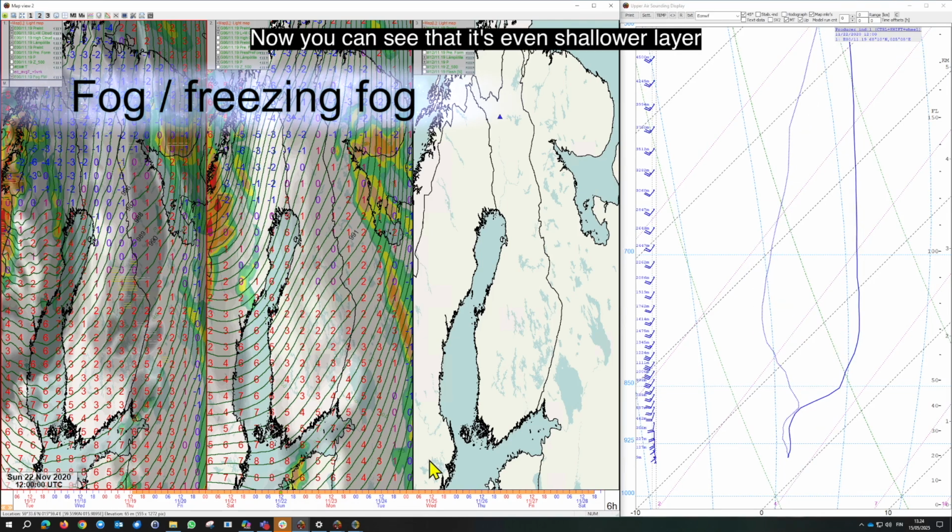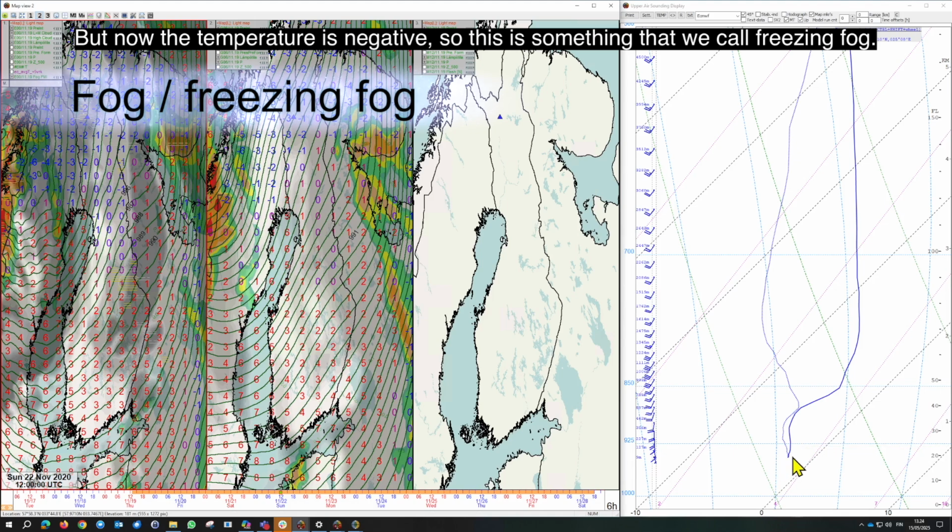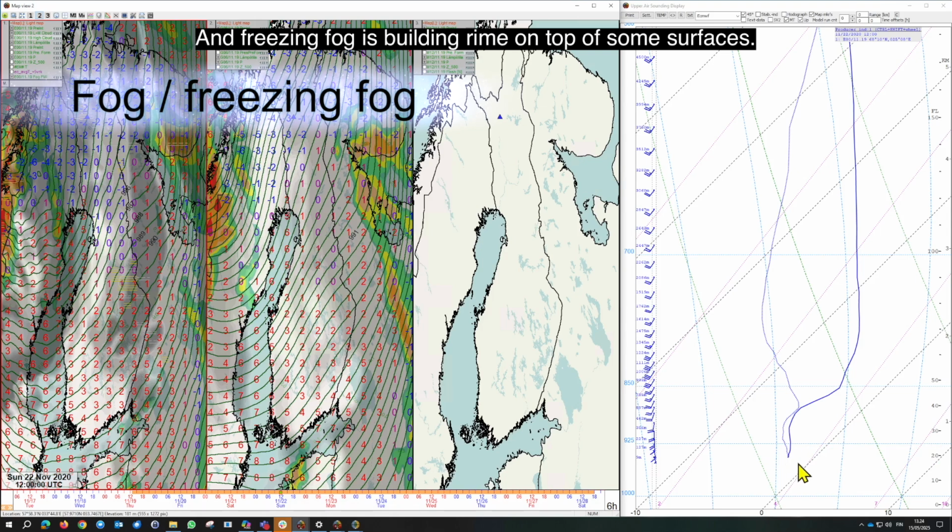Now you can see that it's an even shallower layer where the fog is, so these lines are meeting only at the ground. But now the temperature is negative, so this is something that we call freezing fog. And freezing fog is building rime on top of some surfaces.